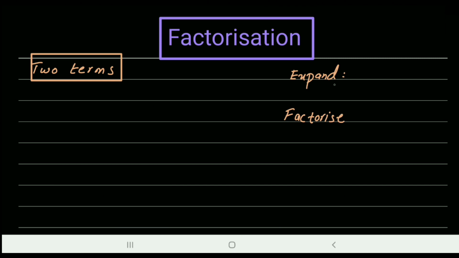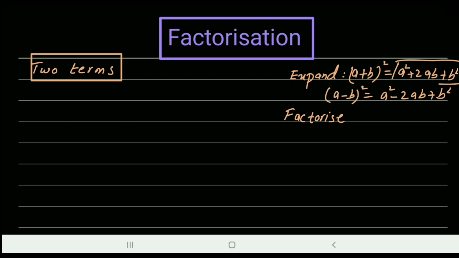Like you know that there are two identities of expandation. A plus b whole square is equal to a square plus 2ab plus b square. You can see this is an expandation question, and the other identity is also of expandation: a minus b whole square is equal to a square minus 2ab plus b square. These two identities are of expandation. As you can see, we are expanding here and we removed the brackets.